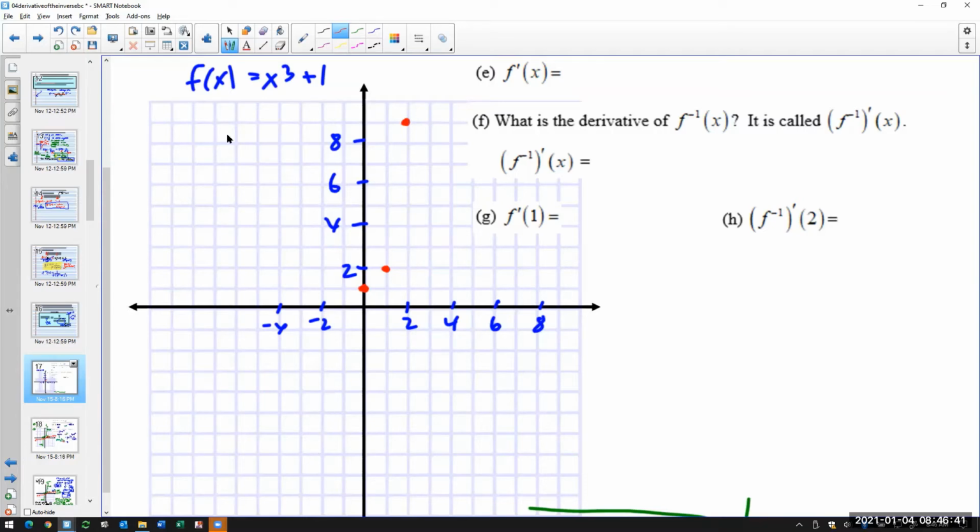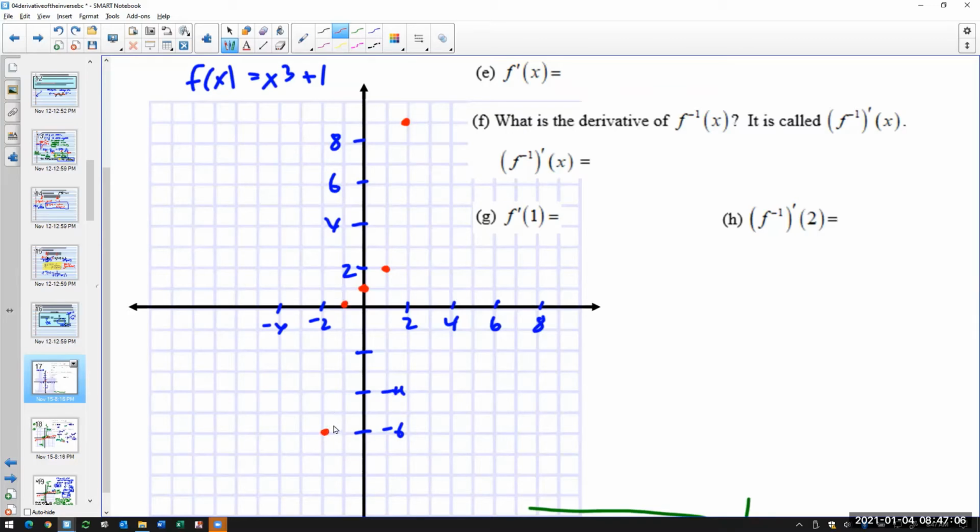If I put in -1, do you see I get 0? If I put in -2, I'll get -7. Let me go -7 here. -2, -4, -6. So -7, right here.